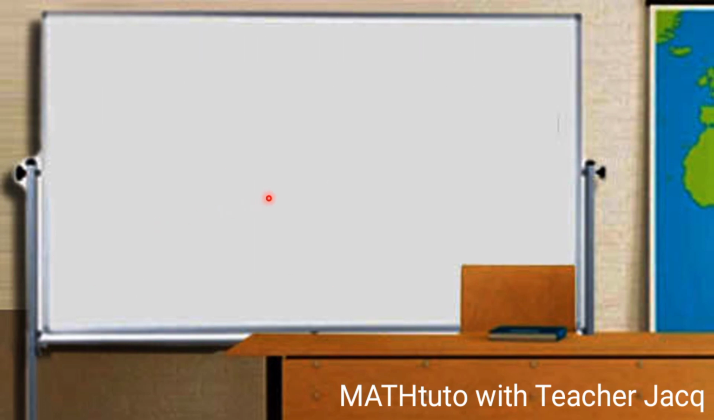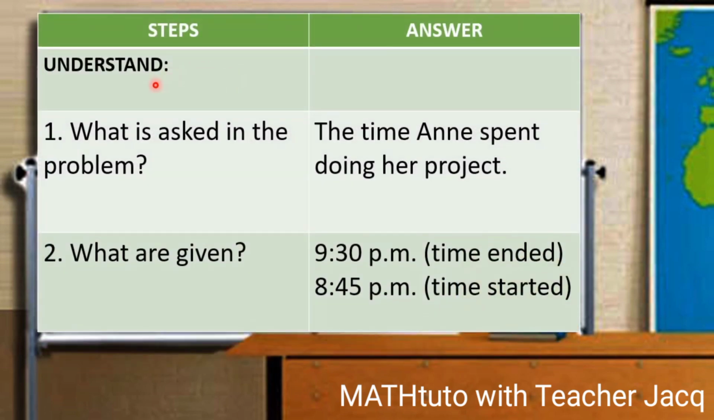To solve our given word problem, we will use the 4-step plan. Okay, so the first step is understand. We need to understand what is asked in the problem and what are given. Okay, so in our word problem, the answer for what is asked is the time that Anne spent doing her project. And then the given, what are the given? It is 9:30 p.m. This is the time ended, and 8:45 p.m. This is the time started.